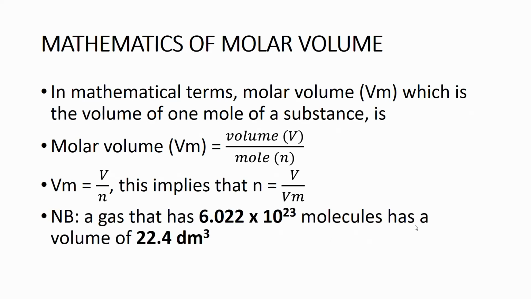Now let's also note that a gas that has 6.022 times 10 raised to the power 23 molecules has a volume of 22.4 dm cube. Why? Because 1 mole of a gas has 6.022 times 10 raised to the power 23 molecules. So if 1 mole of a gas has that number of molecules, it implies that 1 mole of a gas will contain 22.4 dm cube as the volume.